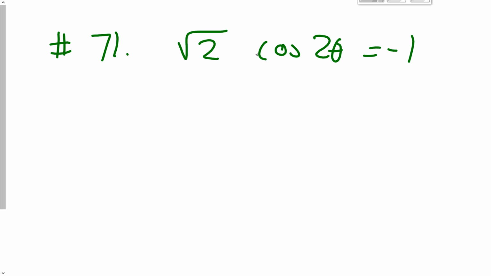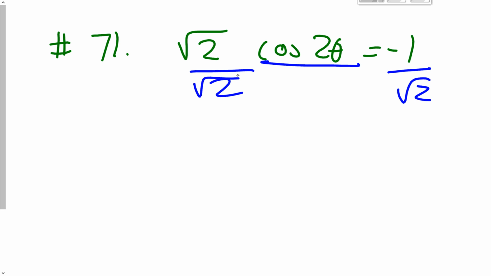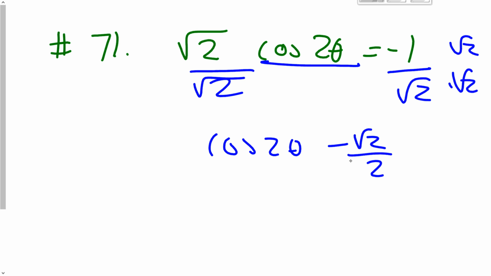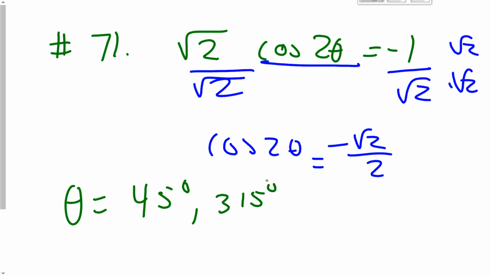Okay, so here we're not going to substitute, we're just going to get this double angle by itself, so divide by root 2. Dividing by root 2 is like multiplying by its reciprocal, 1 over root 2, which is root 2 over 2. Or I can just rationalize this. So negative root 2 over 2. Now I can say, okay, where's cosine negative root 2 over 2? It's a 45-degree angle, and because it's theta, we're doing degrees. So that's 45 degrees, and then down 45, so that's 315.